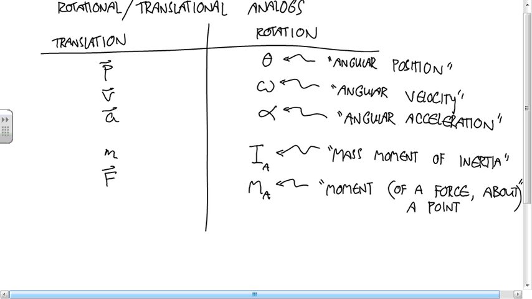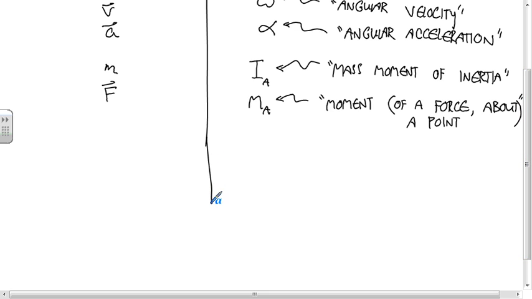And then the last thing that put these together was, well, there are a few equations actually. All those kinematic equations we'll see their rotational analogs for, but the one I want to get down here is Newton's second law says F equals ma. The rotational analog of that says the moment about A is equal to the moment of inertia about A times the angular acceleration.